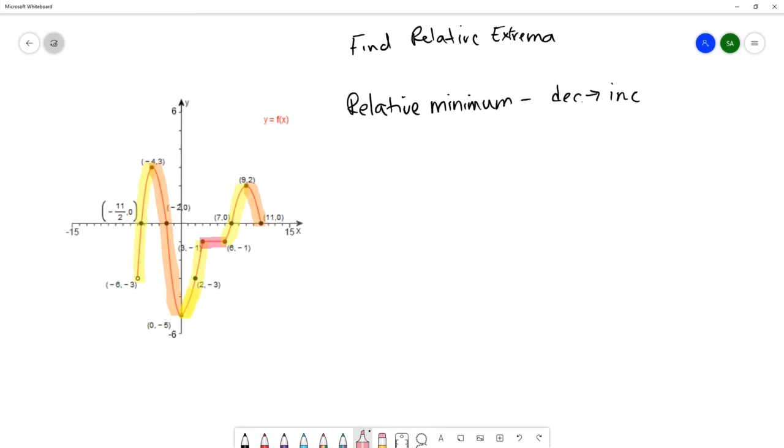So to find any relative minimums, we're looking for a change from decreasing to increasing. And you can see right here, to the left of this point, the graph is decreasing, and to the right, it is increasing. You can also identify it by the fact that we have a little dip in the graph. I like to call it a valley, and this will be a relative minimum.